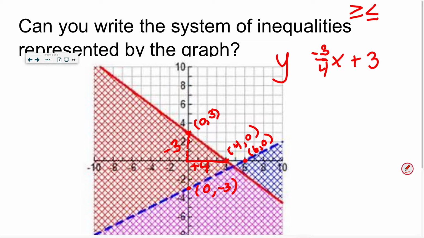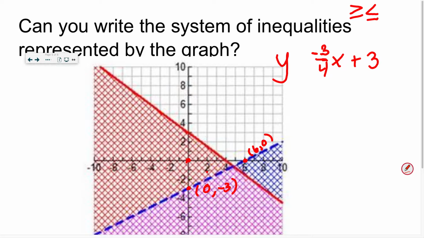We have the line. How do we find the solution set? Take a look at this big red shaded side, everything that's red or purple. Which coordinate do you want to pick that's in the solution? 1, comma 2. What would be the easiest one? 0, 0. Yes, we could pick the origin here.